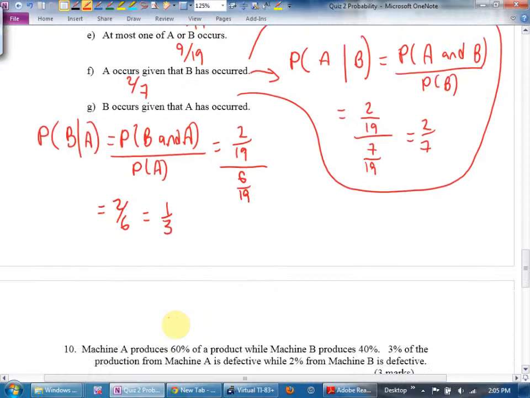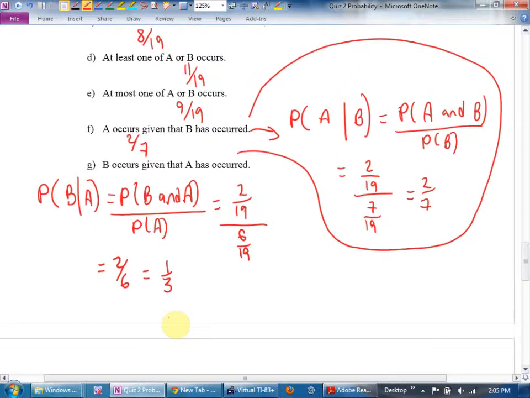Okay. Yeah, yeah. Conditional, given, if, suppose.